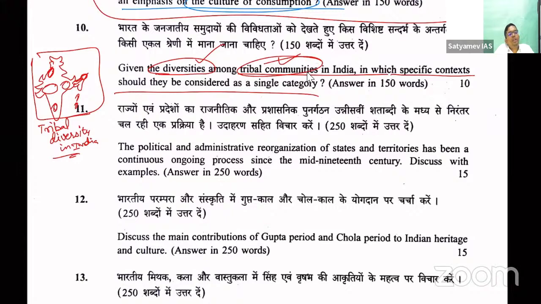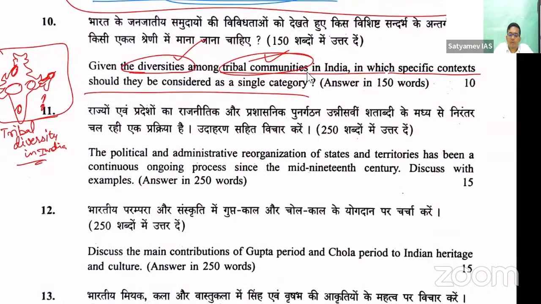You know that in tribes only we have got different committees. Dhebar committee, you know about that? What is that? PVTG, particularly vulnerable tribal groups. And the Iyengar committee, did we discuss that? Yes, the Habitual Offenders Act. The criminal tribes have been removed to habitual offenders. So these two indicate different classification with respect to different tribes. But the question is not that. The question is in which specific contexts should they be considered as a single category. So we'll say the context in which the tribals should be considered in a single category.